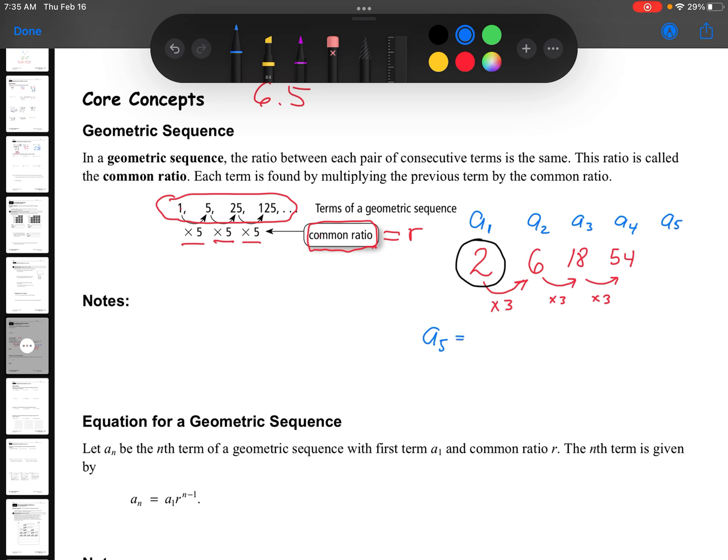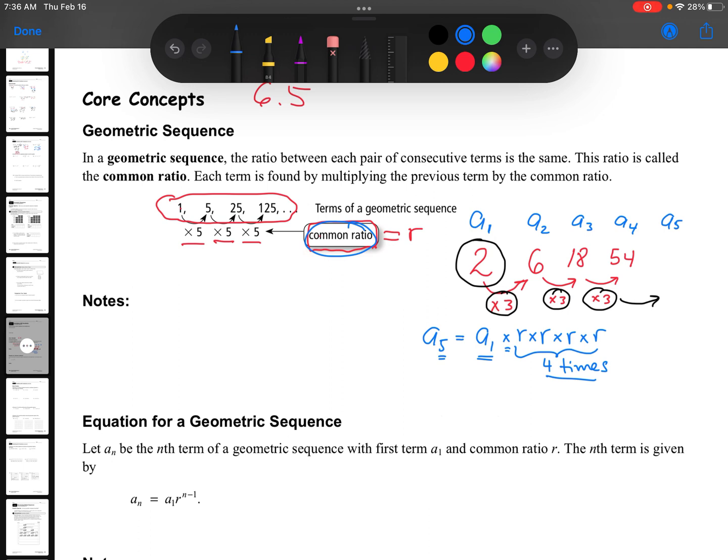A5: we're going to take the first term, and how many times am I going to do this? Well, look at this. We're going to do it 1, 2, 3, and then finally 4 times. So it should be something like this: A1 multiplied by that common ratio 1, 2, 3, and 4 times. This is really important because it is really similar to the way that we did with arithmetic sequences. If I want to find the fifth term, I am going to take the first term and multiply it by the common ratio 4 times. It means n minus 1 times.